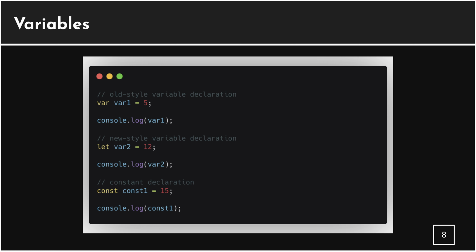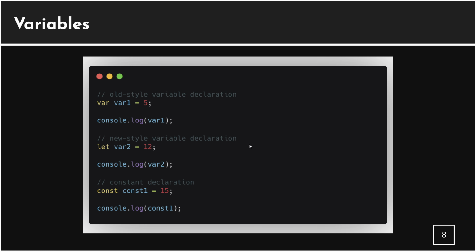So we have the old style variable declaration with the keyword var. So it's var and then the name of the variable, and then we can give it a value. We initialize the value. In this example, it's 5. And then for us to see the variable, we use console.log. So we'll see that in the example in a few minutes.